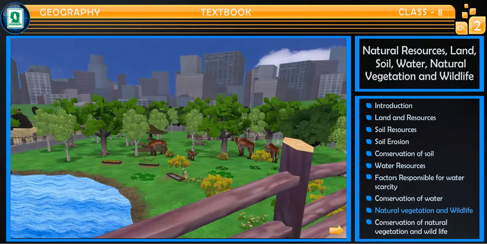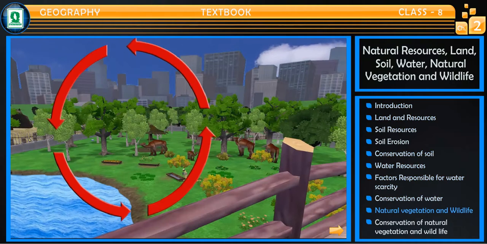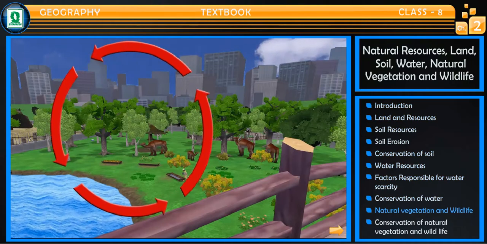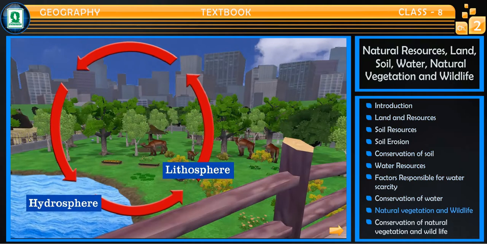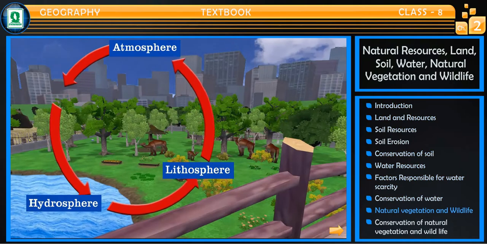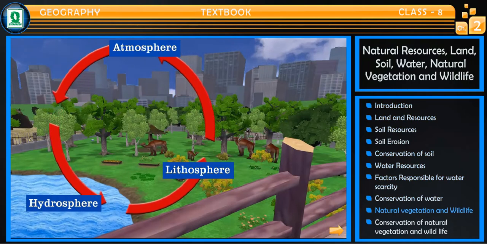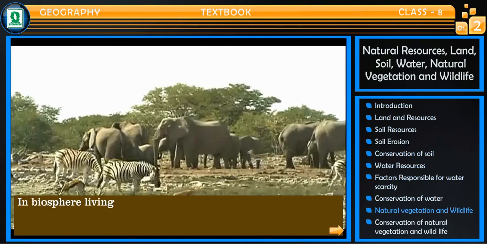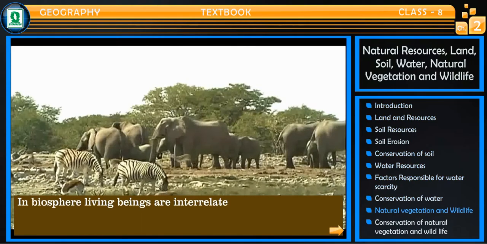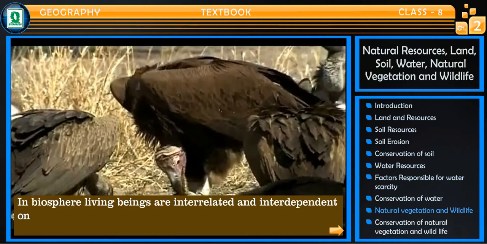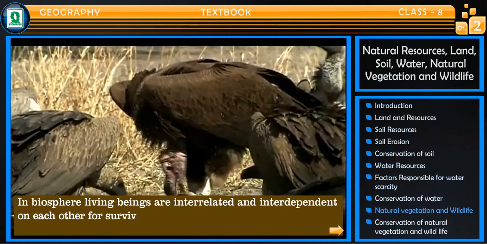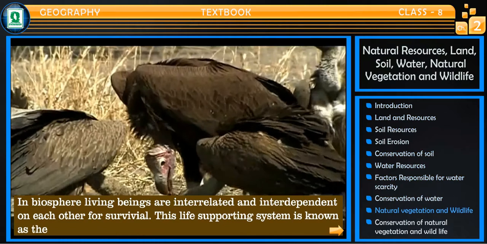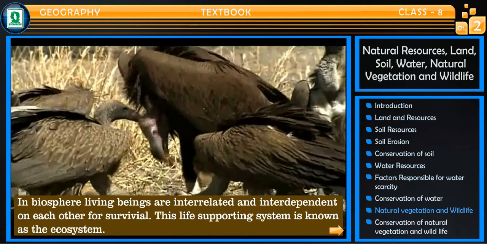Natural vegetation and wildlife exist only in a narrow zone of contact between the lithosphere, hydrosphere and atmosphere known as biosphere. In biosphere, living beings are interrelated and interdependent on each other for survival. This life-supporting system is known as the ecosystem.